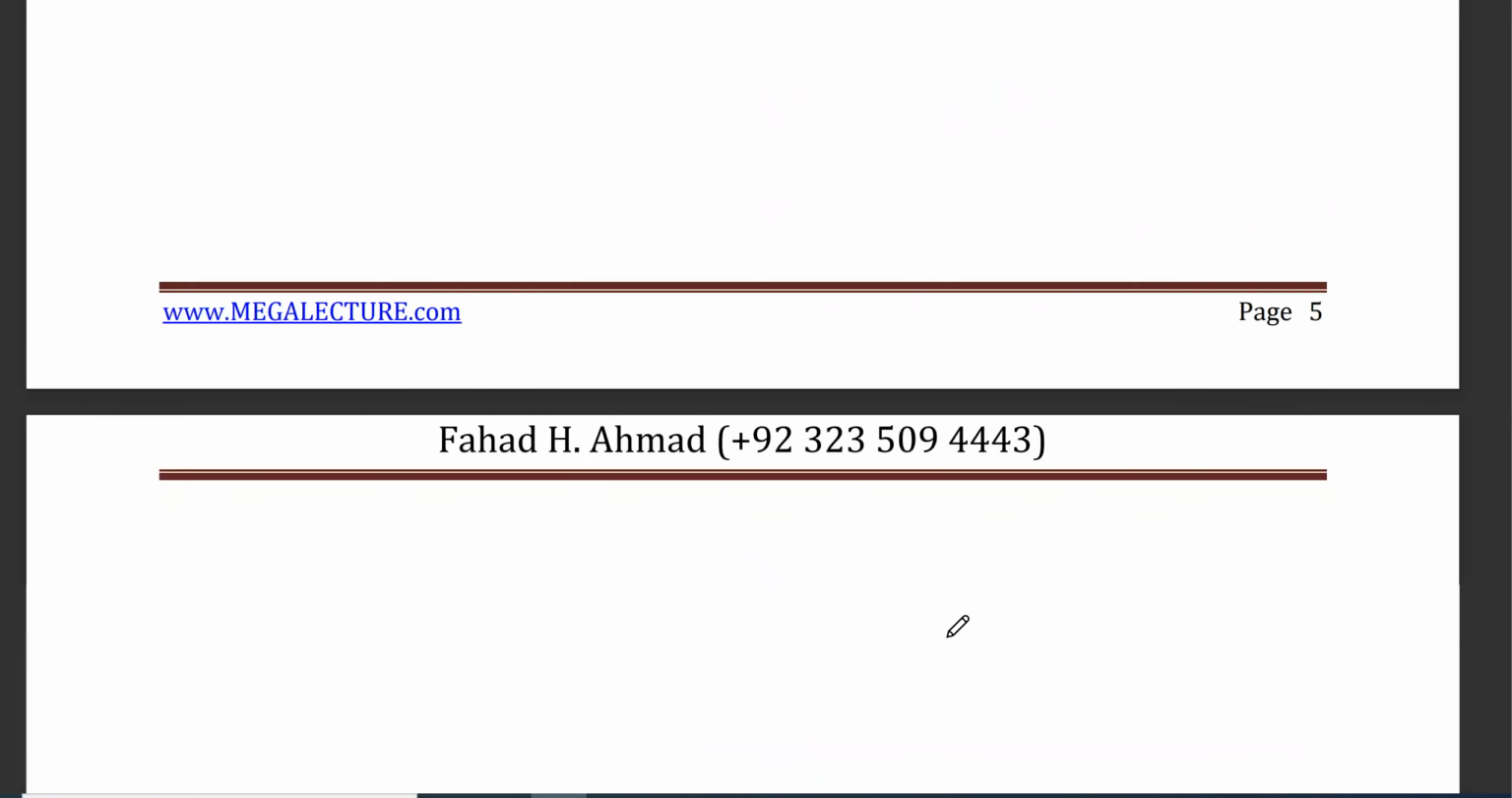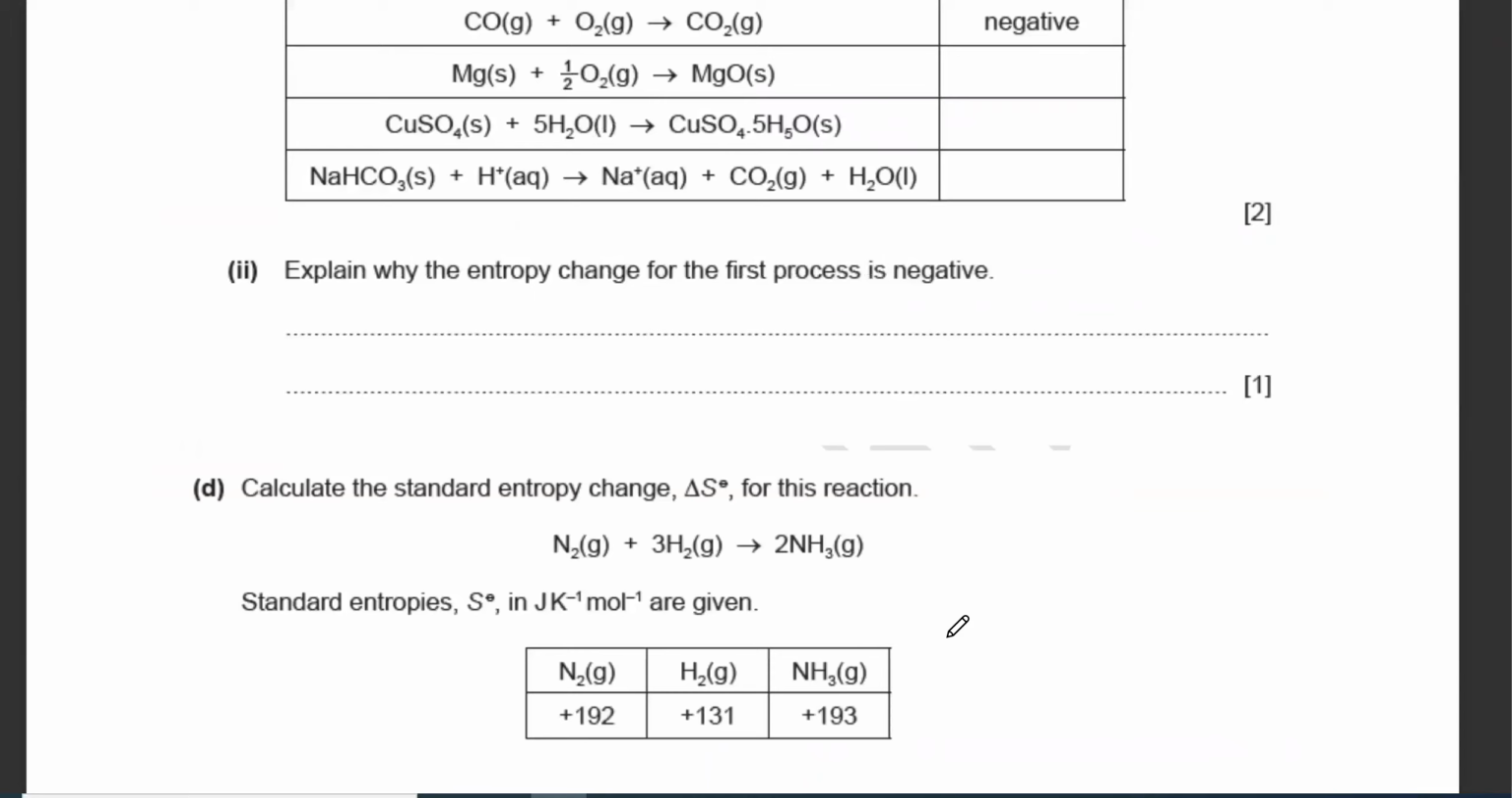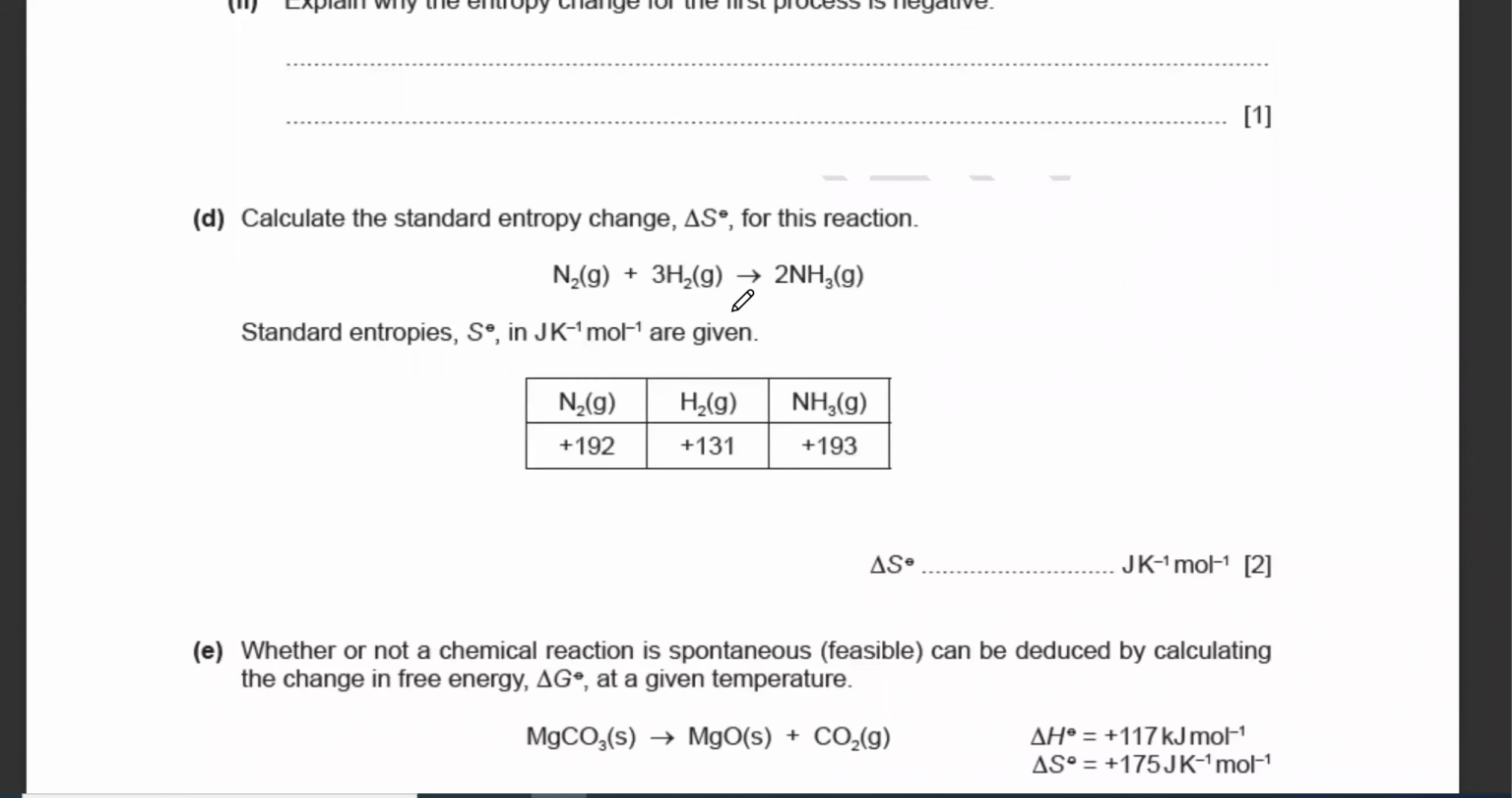Then let's do another question. Again, you're being asked to find the entropy change of this reaction, so it's going to be products minus reactants. Try and quickly do that. The product is NH3, and there are two of them, so it's going to be 2 times 193. Take this one, and minus the reactants. So it's N2, that's plus 192, and 3 H2s, so that's 3 times 131.